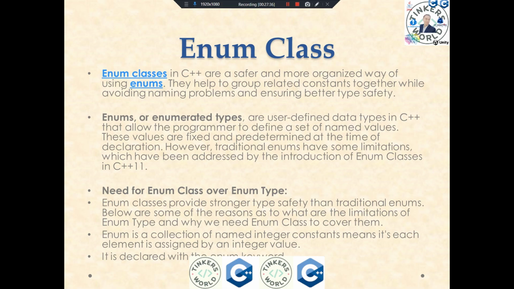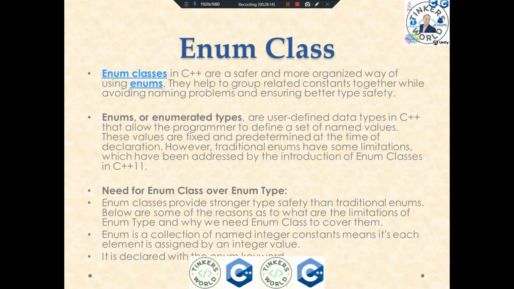Enum classes in C++ are a safer and more organized way of using enums. They help to group related constants together while avoiding naming problems and ensuring better type safety. Enums, or enumerated types, are user-defined data types in C++ that allow the programmer to define a set of named values. These values are fixed and predetermined at the time of declaration. However, traditional or old enums have some limitations, which are addressed by the introduction of enum classes.